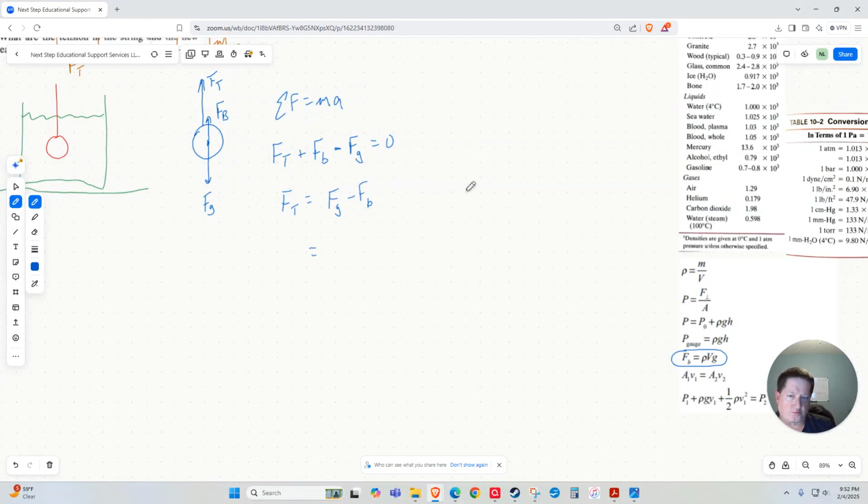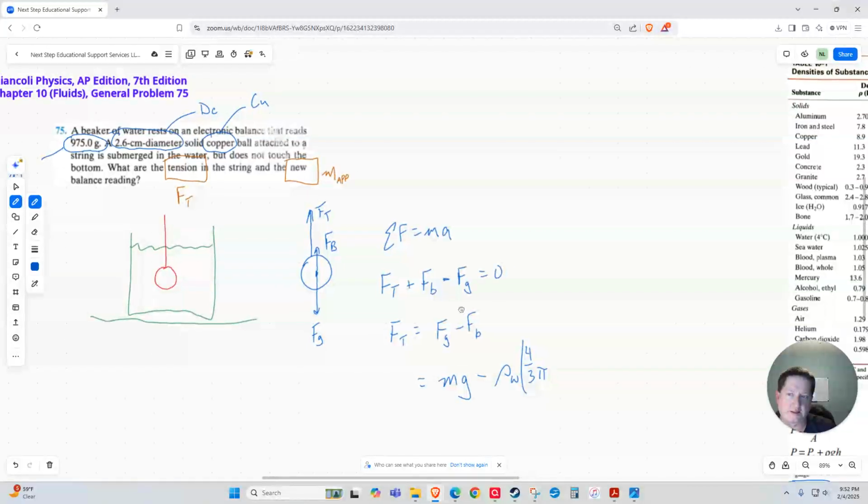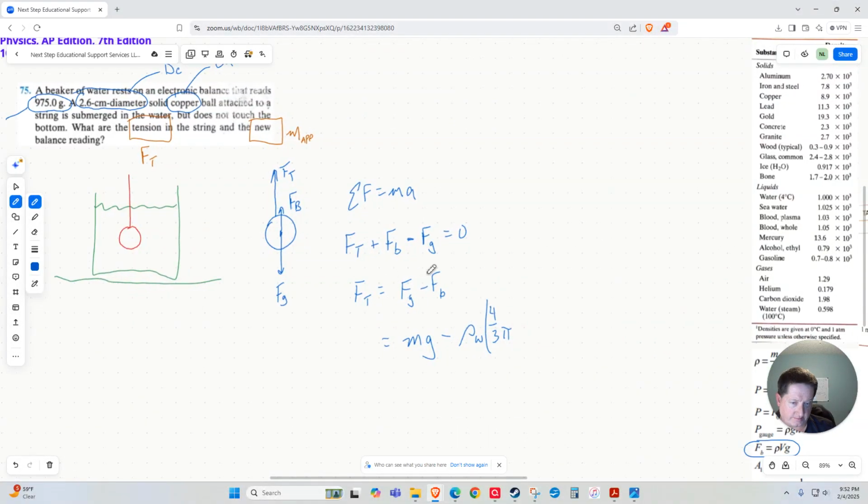Our tension is going to be the force of gravity, mg, common substitution, minus the buoyant force, which is going to be the density of the water we're displacing, times the volume of the water, which is the same as the volume of the sphere. The volume of a sphere is 4/3 pi radius cubed. Again, they give us the diameter, so I'll have to cut that in half.